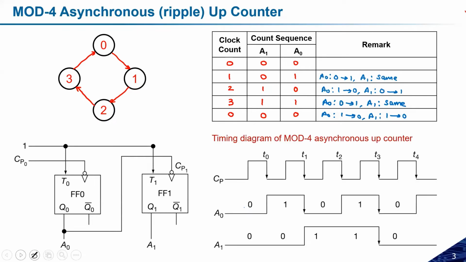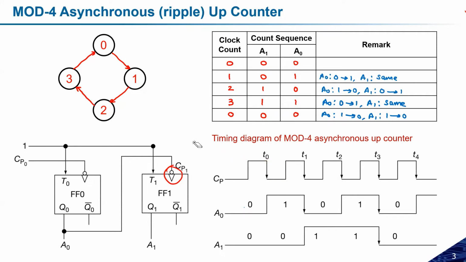So the timing diagram will look like this one. Suppose I have a clock pulse that is changing from 0 to 1 and so on, and if you see here, this is a negative edge trigger. So the performance will be like this: the input should change at the negative edge side.